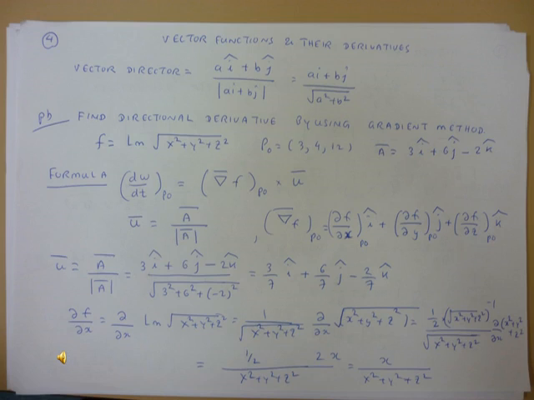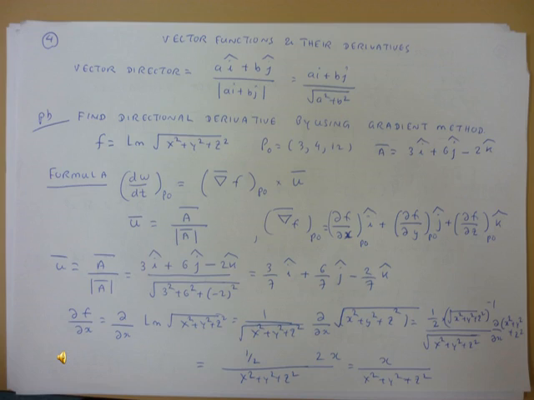The f is ln of the square root of a squared plus y squared plus z squared. So the derivative with respect to a is 1 by the square root of a squared plus y squared plus z squared, times the derivative of the square root of a squared plus y squared plus z squared. So we have a half multiplied by a squared plus y squared plus z squared to the power minus 1/2, and the derivative of a squared plus y squared plus z squared is 2a. So half multiplied by 2a divided by a squared plus y squared plus z squared gives a divided by a squared plus y squared plus z squared.